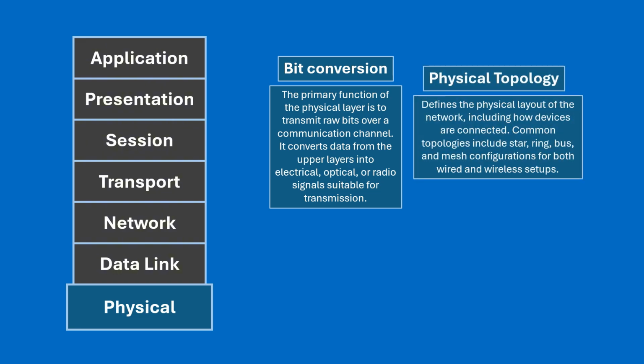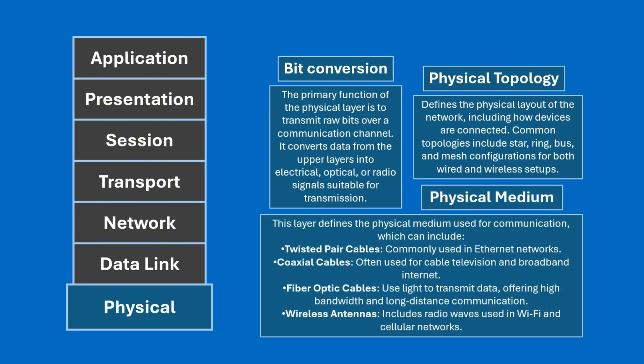Next, the physical layer defines the topology of any given network, including how devices are connected. Some common physical topologies are star, ring, bus, and mesh configurations for both wired and wireless networks. The physical layer also defines the physical medium that information travels through.